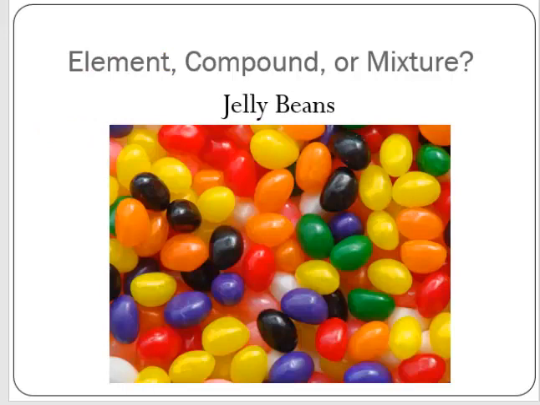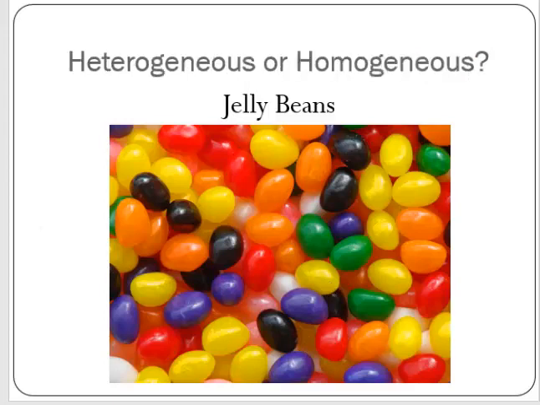All right, now let's go to the next one. How about some jelly beans? Jelly beans. Element, compound, or mixture? Let's see. Did you say mixture? Yes, it is a mixture. And then here, bonus points for you. Is it a homogeneous or a heterogeneous mixture? Did you say heterogeneous? Yes, you did. Yes, it is a heterogeneous mixture because if you're like me, you can pick out all the black ones here. I don't like the licorice ones, and I don't really like the orange ones. Yeah, I like the red ones.